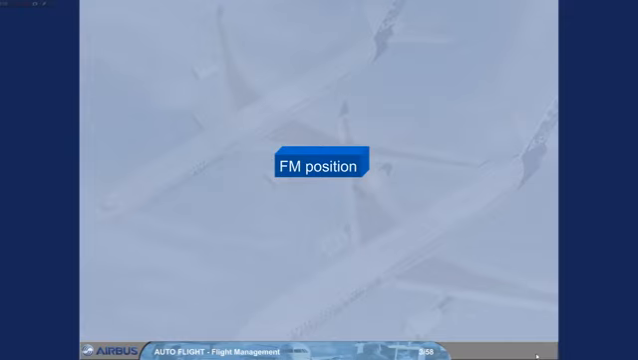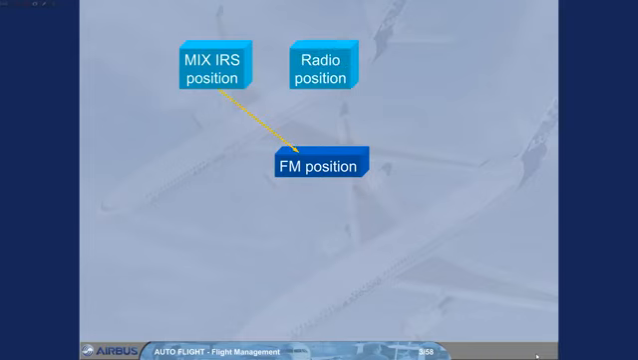Accurate position computation is one of the essential functions of the FM part of the FMGC. Each FMGC computes its own aircraft position, FM position, from a mixed IRS position and a computed radio position, or a GPS position. The system then selects the most accurate position, considering the estimated accuracy and the integrity of each positioning equipment.